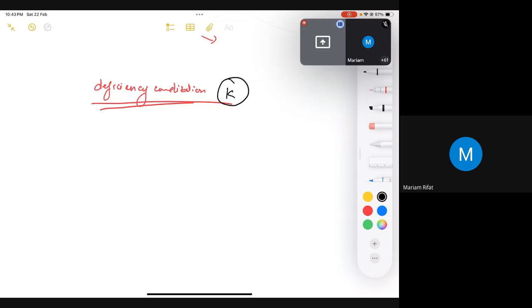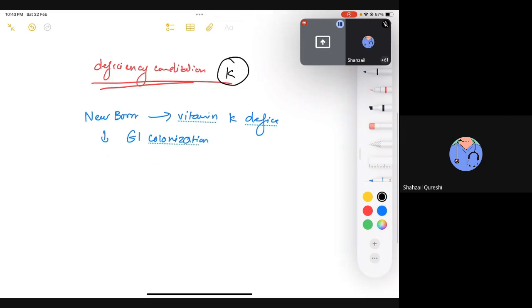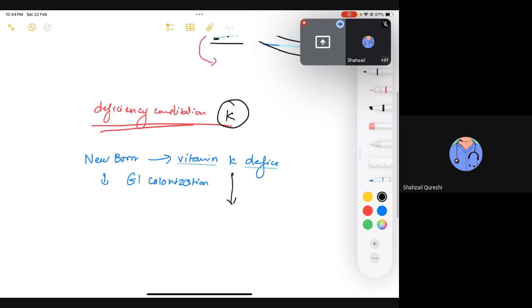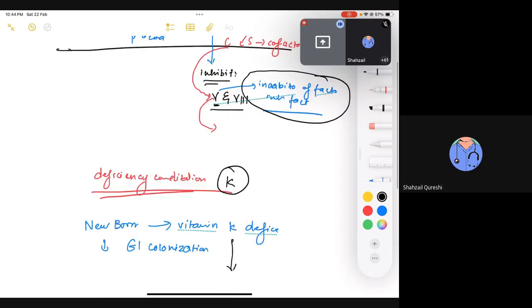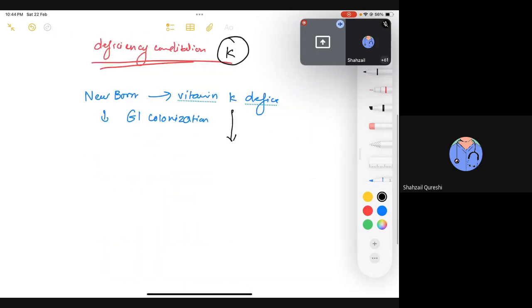Yes, sir. Perfect. Newborns can have vitamin K deficiency. Why? Due to less GI colonization. Is that right? And in turn, this deficiency can lead to decreased or inactivated or less functioning of these factors which we have mentioned: 2, 7, 9, 10, as Dr. Shafiq told us, and protein C and protein S.